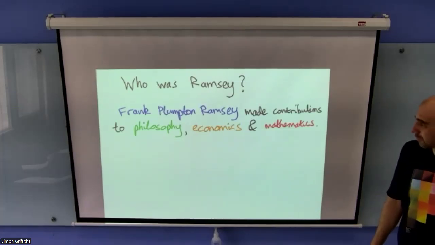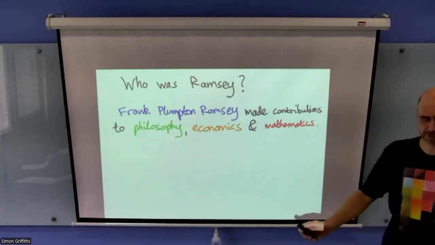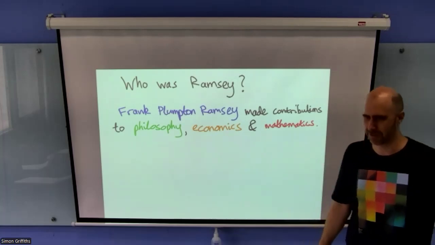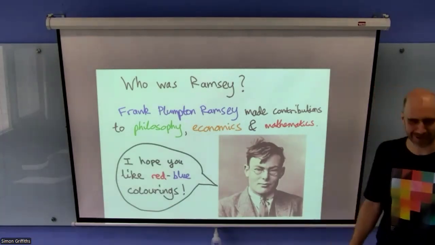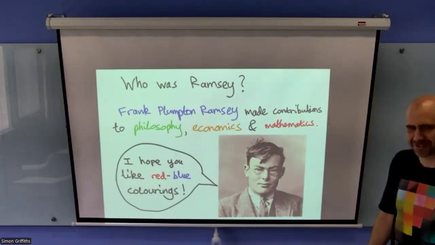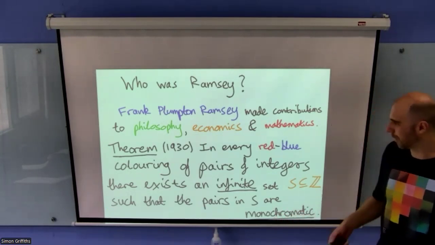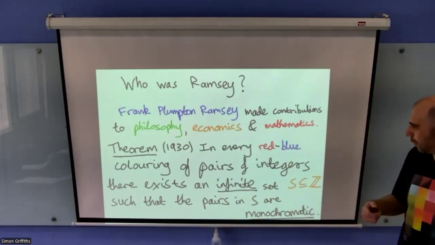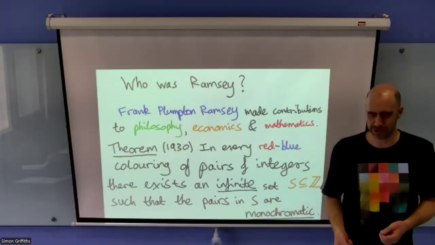Ramsey, of course, was a philosopher. He studied economics and mathematics as well, or philosophy, economics, and mathematics, made huge contributions to all three, despite the fact that he then died at only 26 years old. And he said things like, I hope you like red, blue colouring. So I think that's an exact quote. His theorem at the time was about if you do a red-blue colouring of all the pairs of the integers, then you can find an infinite set where all the pairs in there are monochromatic. And he needed this for a particular application in logic.